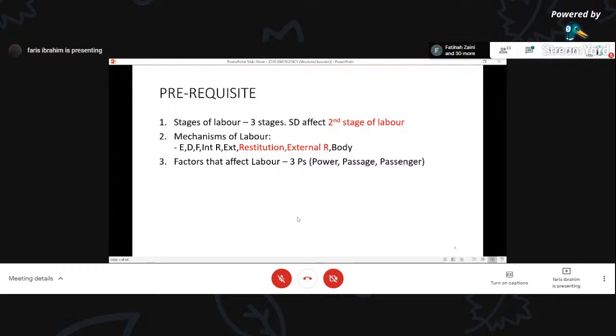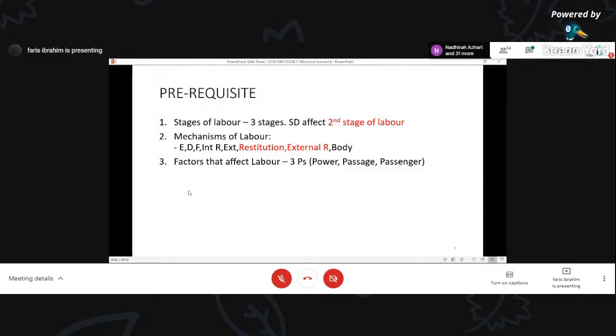Okay, and then you should also know about the mechanisms of labor. Normally they would not ask you in the theory, but you might be asked in the clinical teaching, in the clinical setting. So you have 8 mechanisms of labor. Number one is engagement, descent, flexion, internal rotation, extension, restitution, external rotation, and body passage. So restitution and external rotation is the phase where the shoulder dystocia will happen.